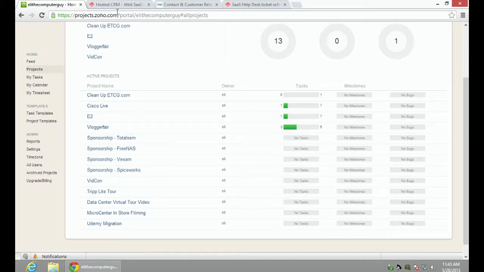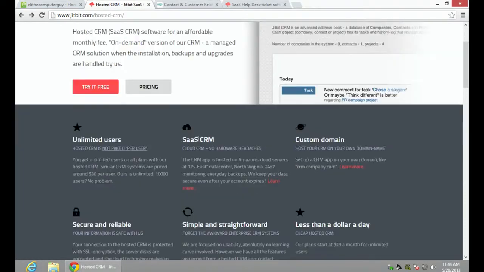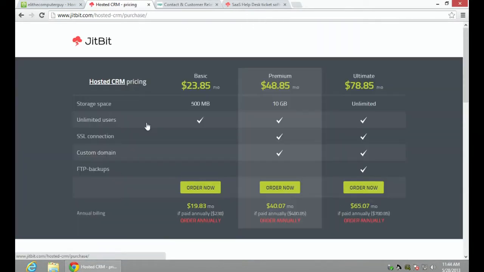So the thing is, when you're going for CRM, there's a lot of different options. So I did a review of this JitBit hosted CRM. That's one solution. Now, one of the things you need to think about when you're looking at prices is to make sure to figure out what the prices mean. So for this, they're $23.85 a month with unlimited users. So this is an important thing.